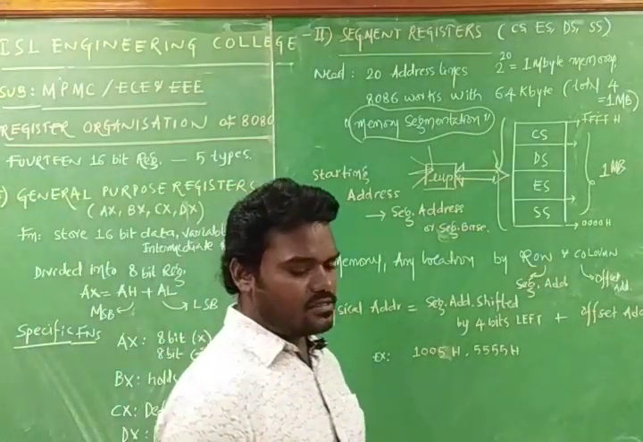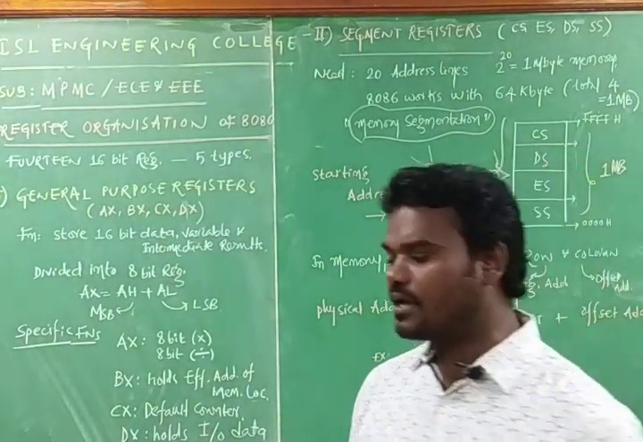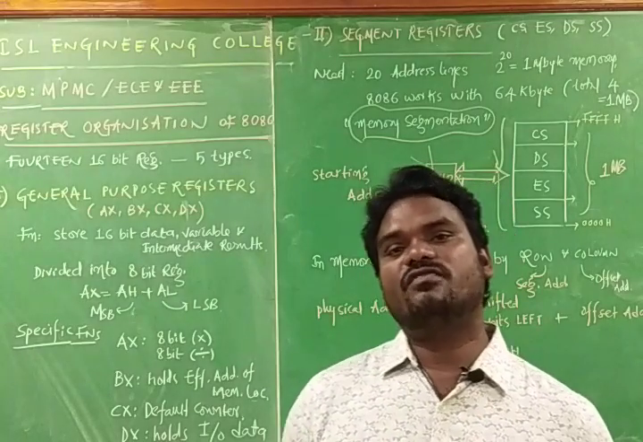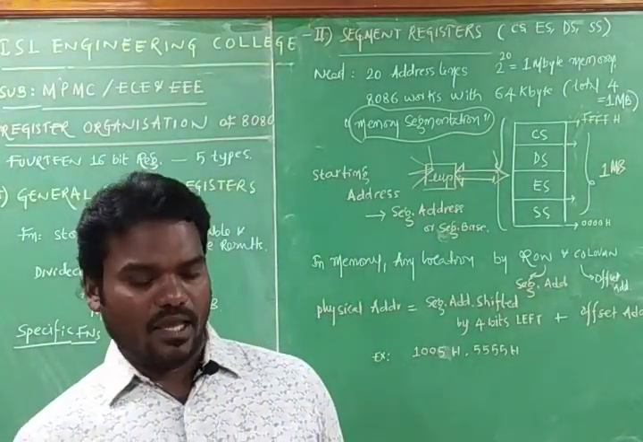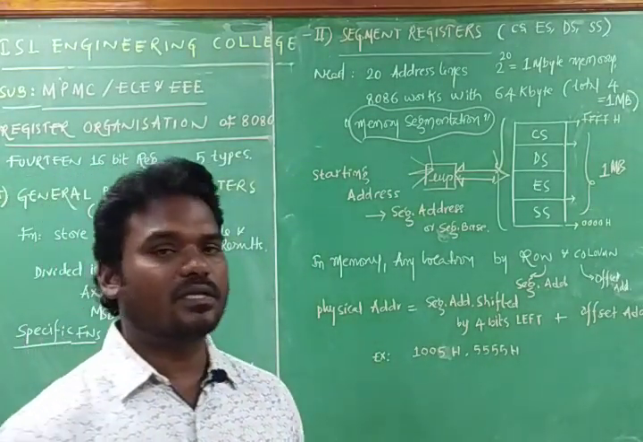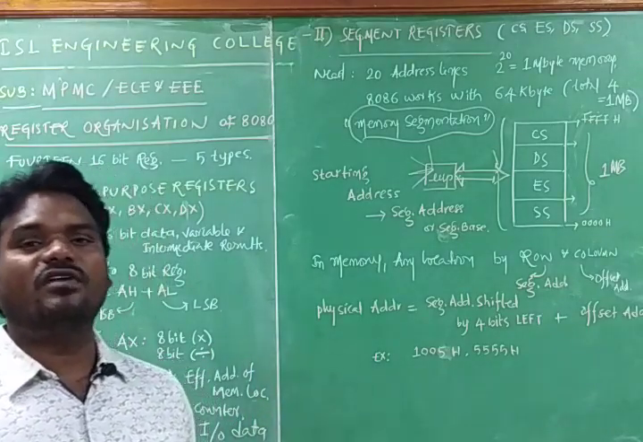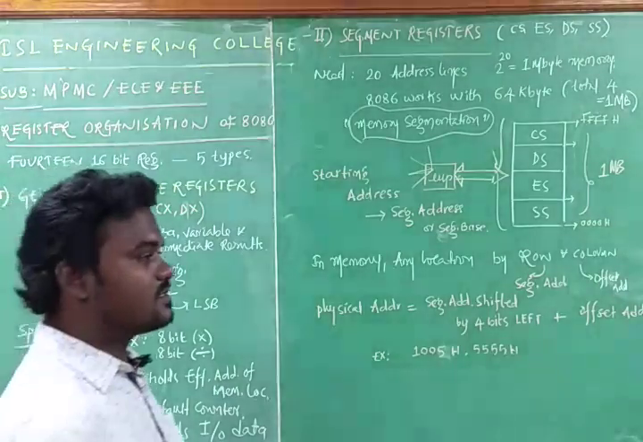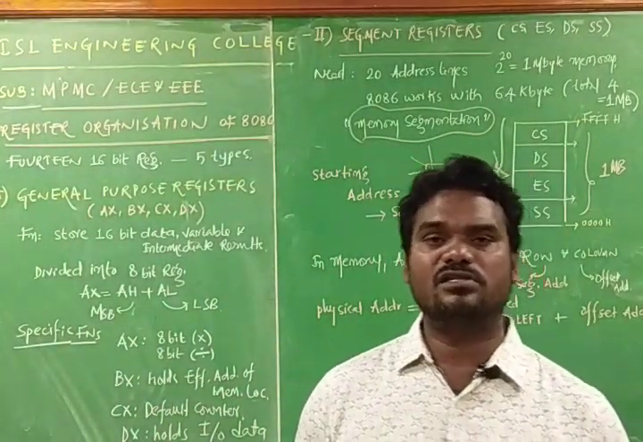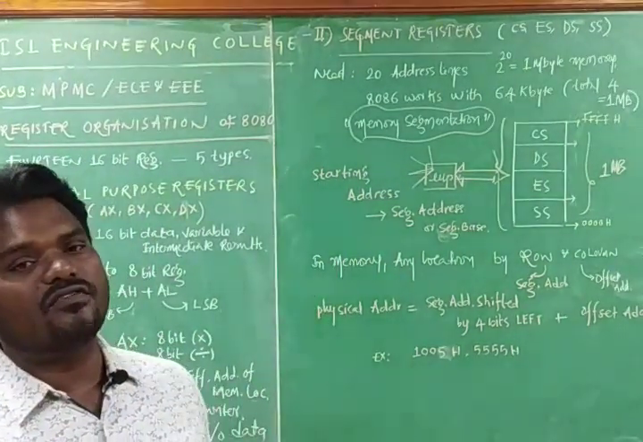In the last classes we also discussed the pin diagram of the 8086 microprocessor. In studying the pin diagram, we discussed the features of the 8086 microprocessor, and one of the important features related to our current topic, register organization, is that it has 14 16-bit registers. Internally the processor or CPU has 14 16-bit registers.